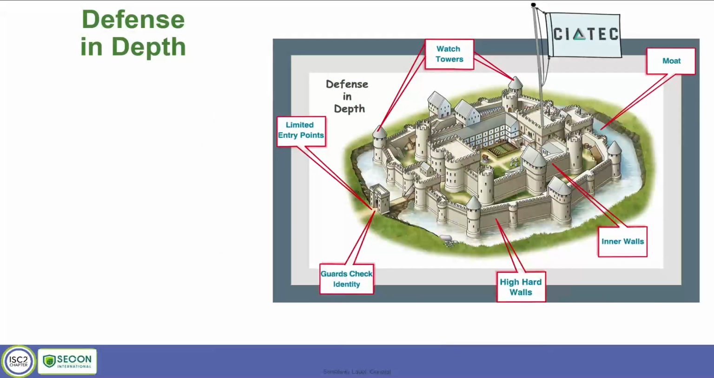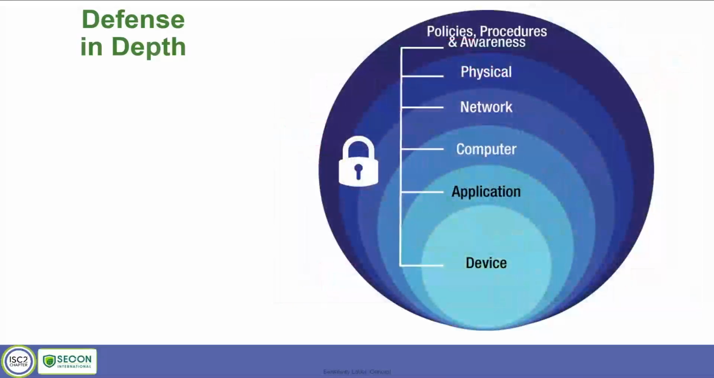When we look at this strategy, we can see that it is not a new strategy. It was already used in the Middle Ages. If you look at the castle in the picture, the defense does not have only one layer of security. We have, for example, limited entry points, guard checks, inner walls, a moat, and watchtowers. The same thing we do in security.